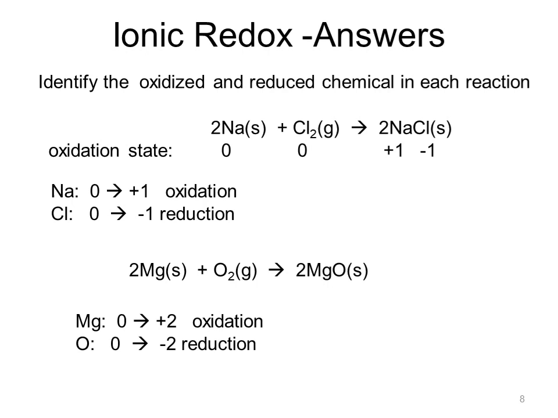Again, it doesn't matter how many sodium chlorides we have. Every sodium is always +1, every chloride is always -1. So we can see that sodium is going from 0 to +1, so that's an oxidation. Chlorine is going from 0 to -1, that is a reduction.